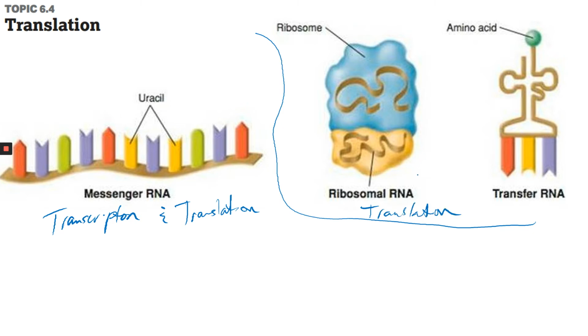Ribosomal RNA, rRNA, makes up the ribosome. This is, if you'll remember from way back in the year, I told you RNA can form protein-like structures. Of course, there is some protein in here in these ribosomes, but a lot of it's made of RNA, right? This is a protein-like structure. This is an example of one of those structures that RNA can make.